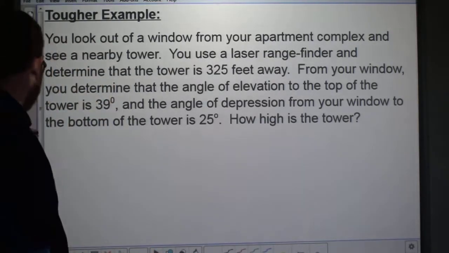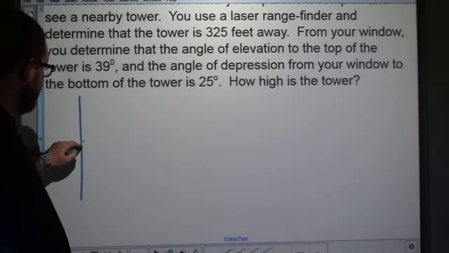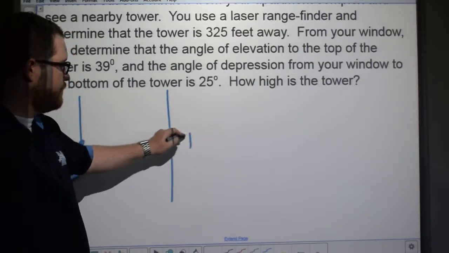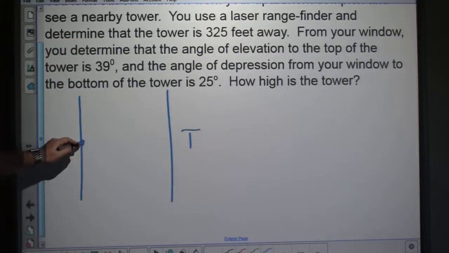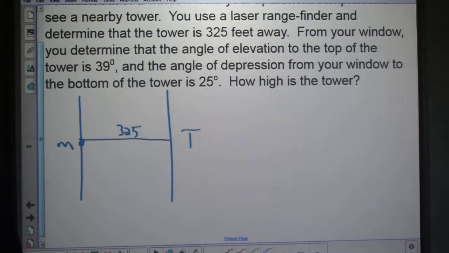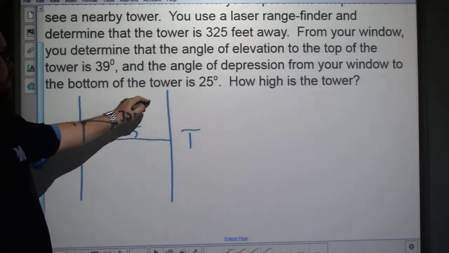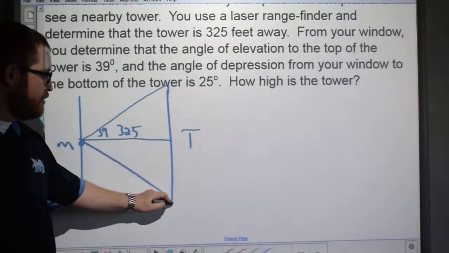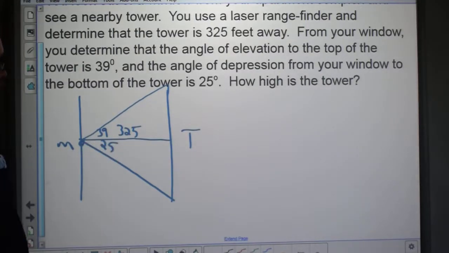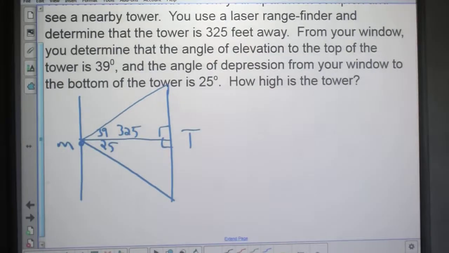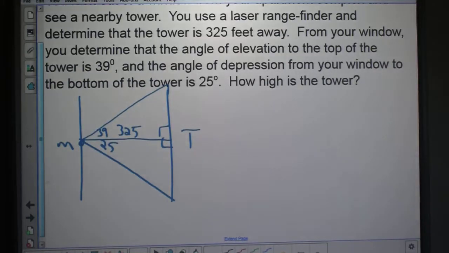So let's draw what I know. Here's my apartment building, and here's me. And here's a tower over here. I use a laser rangefinder to shoot straight across and find that it's 325 feet away. The angle of elevation to the top of the tower is 39 degrees. Angle of depression to the bottom of the tower is 25 degrees. I also know that this is a right angle because I shot straight across with my rangefinder. How high is the tower? Well, I can't do this as one problem. I'm going to have to do it as two.